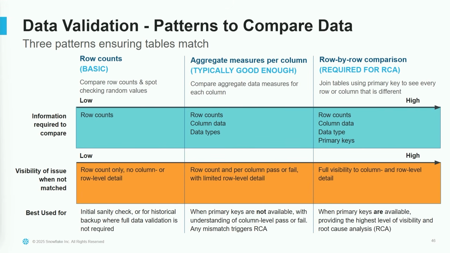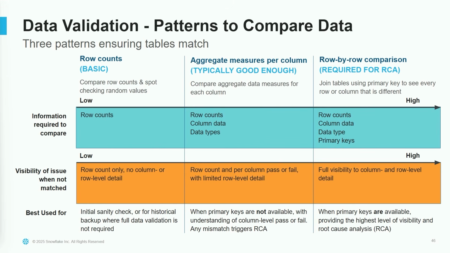When you're doing data validation, there's at least three patterns you could follow. You could do row counts. It's a pretty good start, but it's probably not good enough for production quality validation. You want to do more than just saying, yeah, the row count matches.